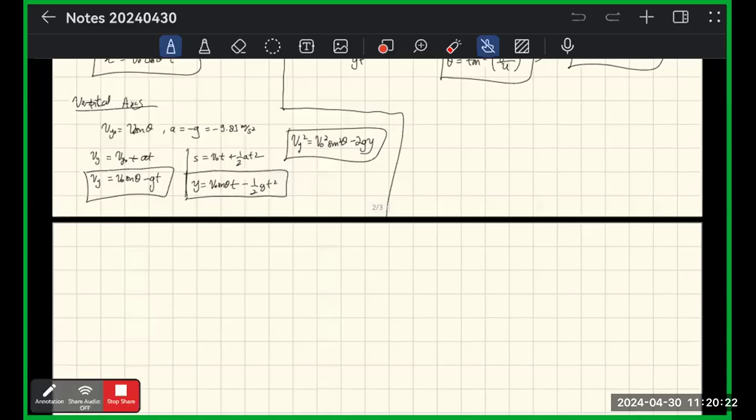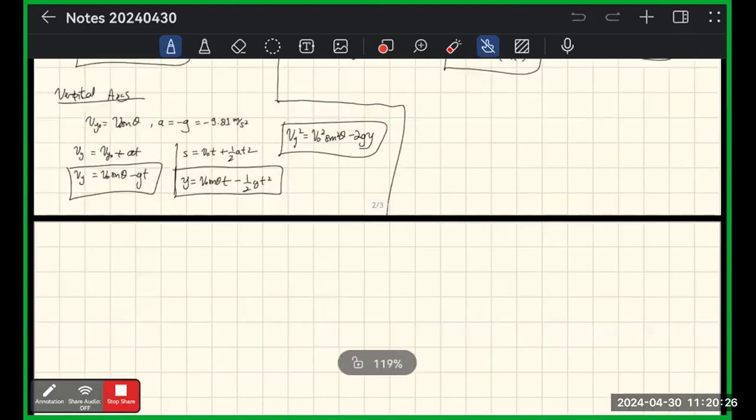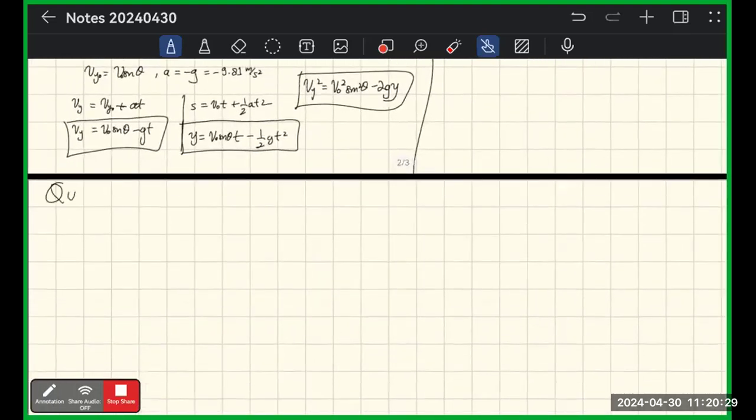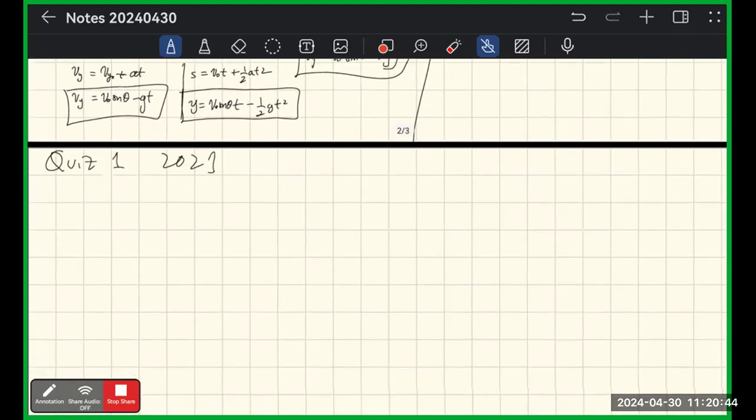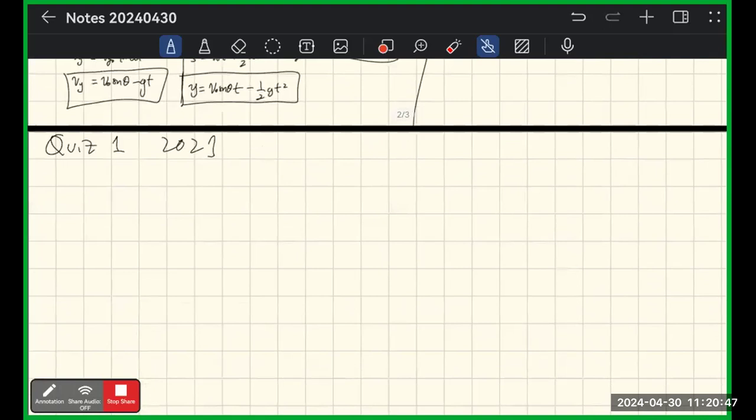Okay, we'll continue with the questions of quiz one, quiz one of 2021. So the question is: a ball is launched with a velocity of 2 meters per second from the bottom of an inclined plane as shown in figure 1.